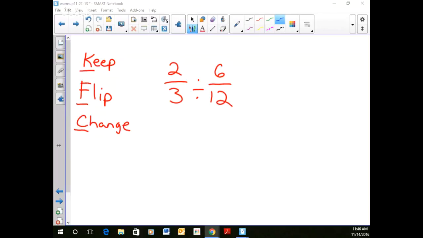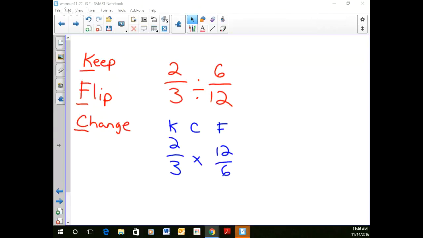How we do this is we keep the initial fraction, the first fraction, 2/3, we will keep it. So that's where the K comes from. Keep the first fraction. We're going to flip or invert the second fraction from 6/12 to 12/6. Then we're going to change the sign from division to multiplication.